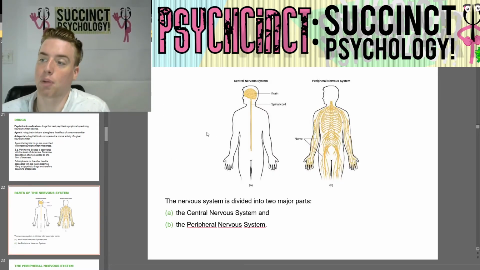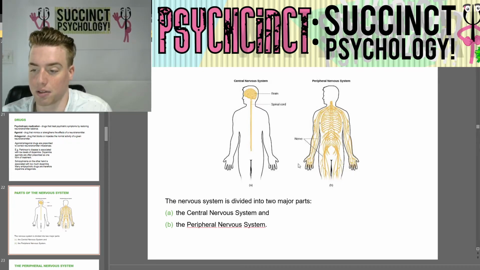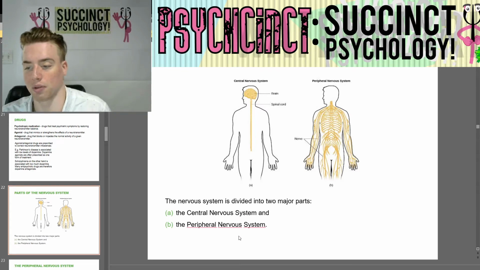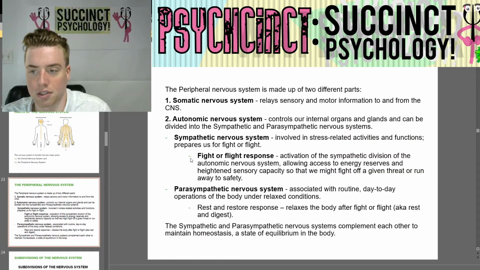So going on, we have the parts of the nervous system. The nervous system is divided into two major parts: the central nervous system, shown here, which is the brain and spinal cord, and the peripheral nervous system, which is all the different nerves. The peripheral nervous system is made of two different parts: the somatic nervous system, which relays sensory and motor information to and from the central nervous system, and the autonomic nervous system, which controls our internal organs and glands and can be divided into the sympathetic and parasympathetic nervous systems.